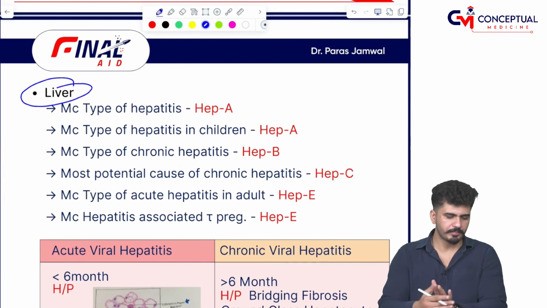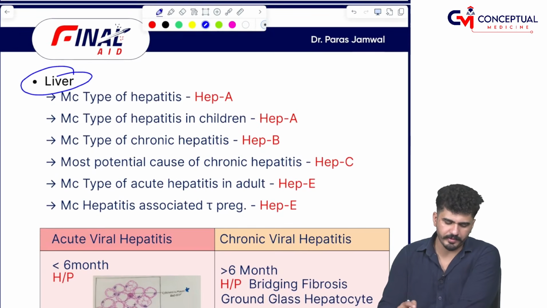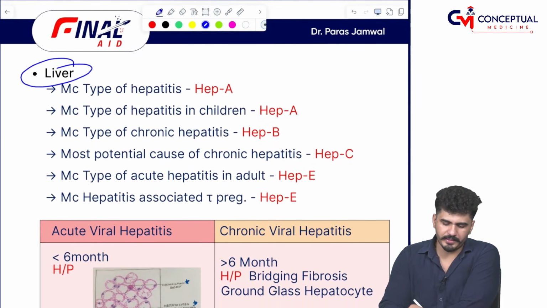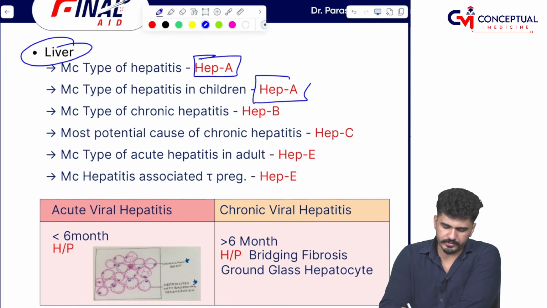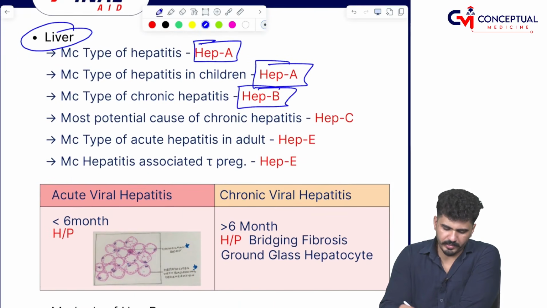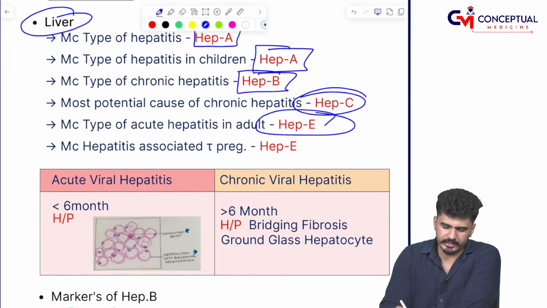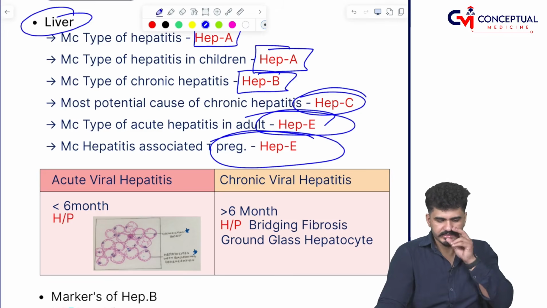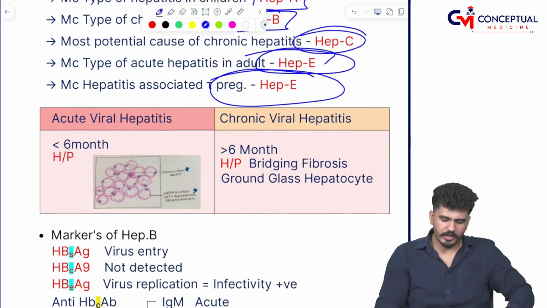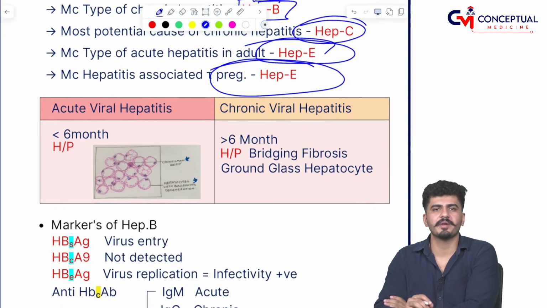Let's talk about the next topic in pathology, and that is going to be the liver. The most common type of hepatitis is hepatitis A. In children also A, chronic is B, and the most potential cause of chronic is C. Acute in adults is E, associated with pregnancy is E. Okay? Chalo.